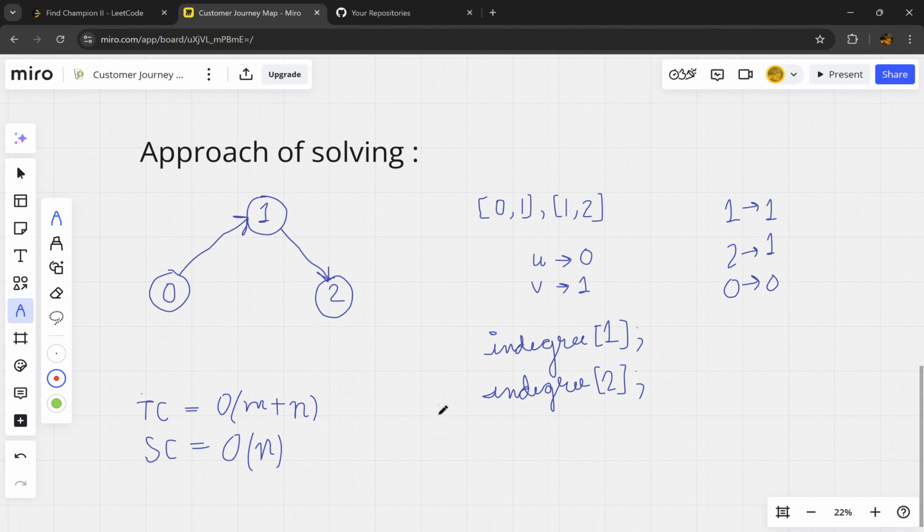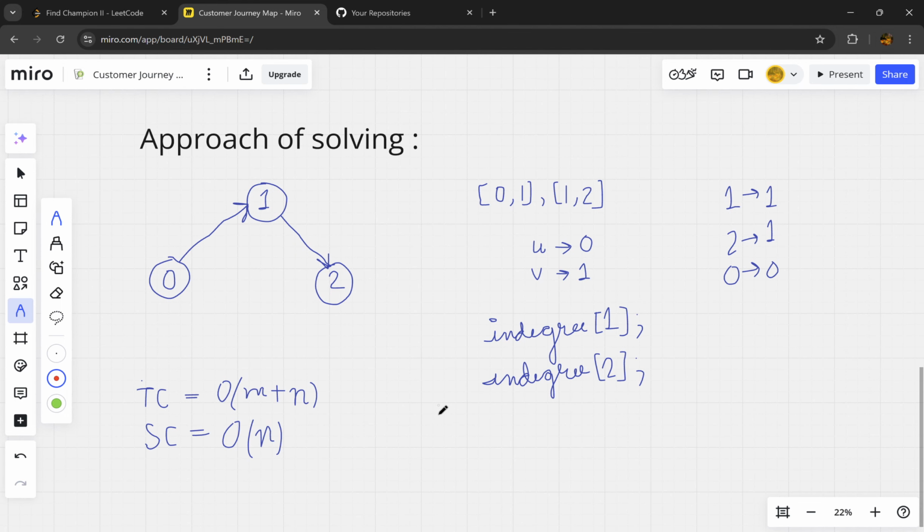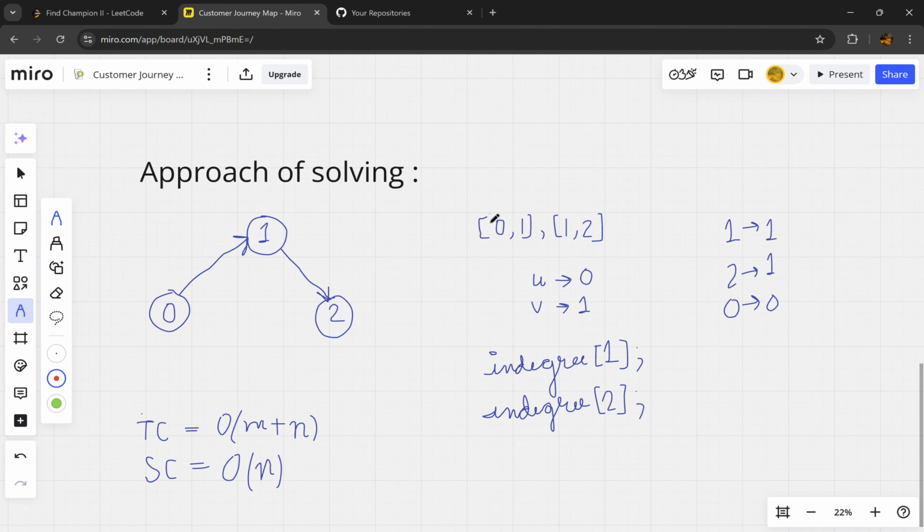Okay, now let us see the approach of solving this particular question. So as we are given three nodes, with edges 0 to 1 and 1 to 2, let us take u equals 0 and v equals 1.